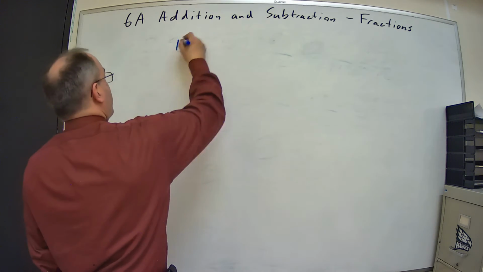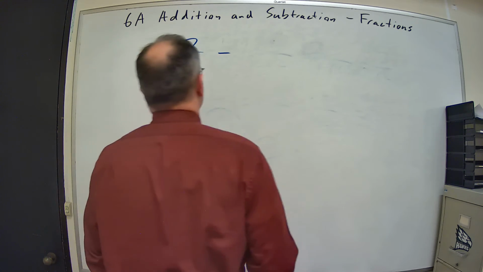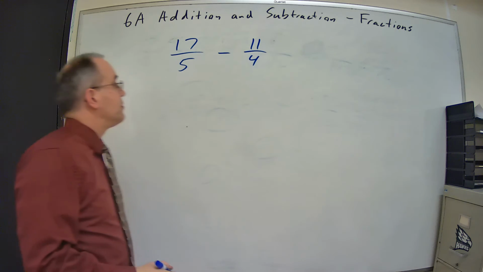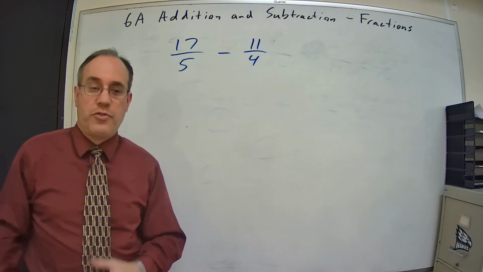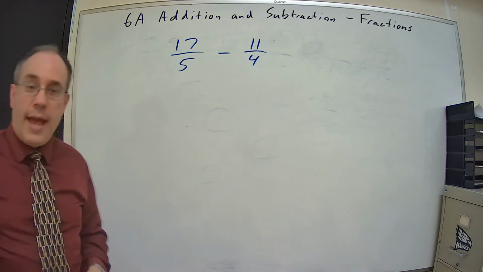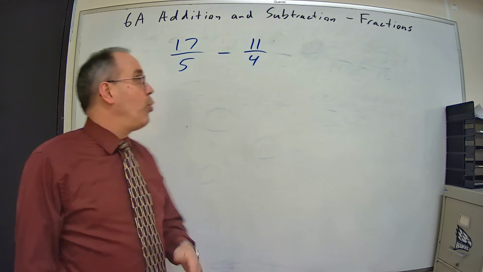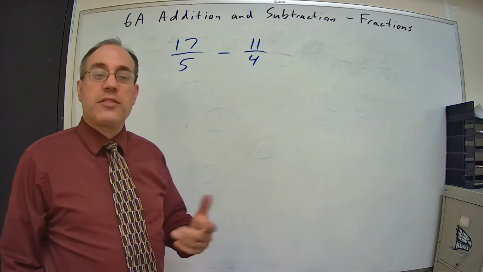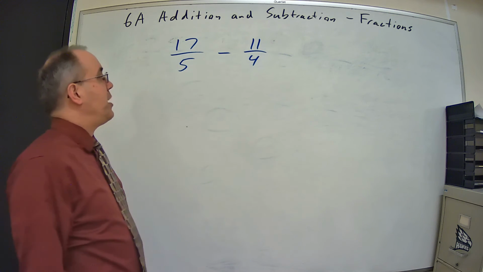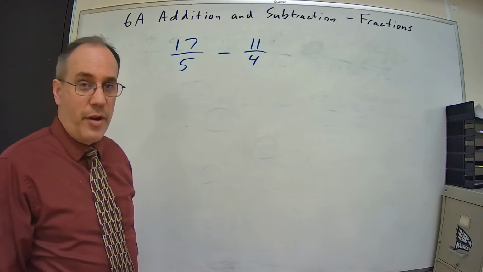What if I have 17/5 minus 11/4? 17/5 minus 11/4. You'll notice now that we have improper fractions, 17/5, 11/4. That's okay. In fact, we're going to get into stuff in the later section where we'll deal with something similar to this, but we'll actually bring in mixed numbers. But right now, 17/5 minus 11/4 do not have a common denominator, therefore we need to find a common denominator.